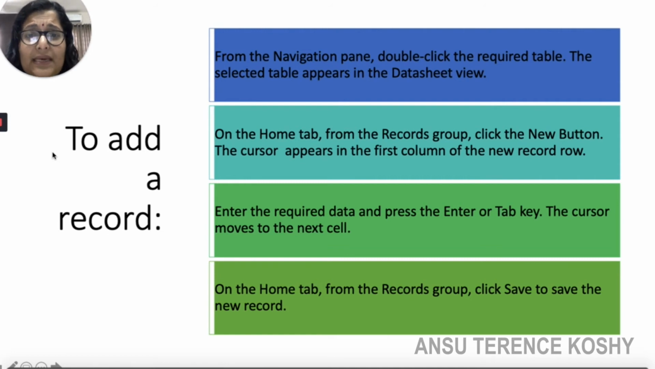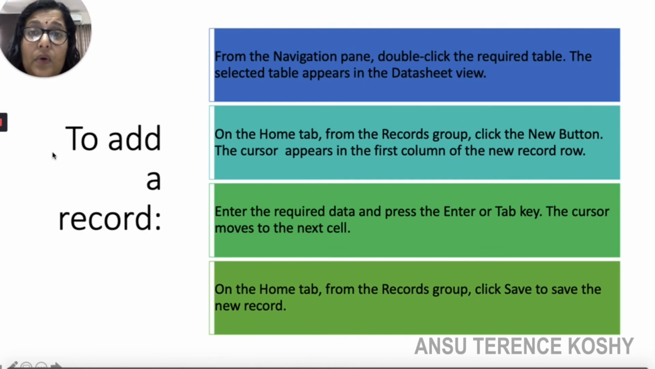On the Home tab, from the Records group, click the New button. The cursor appears in the first column of the New Record row. Enter the required data and press Enter or Tab key. The cursor moves to the next cell. Once you have entered something in the cell, you can press the Enter key to move down, or you can use the Tab key to move in between the cells of the table.